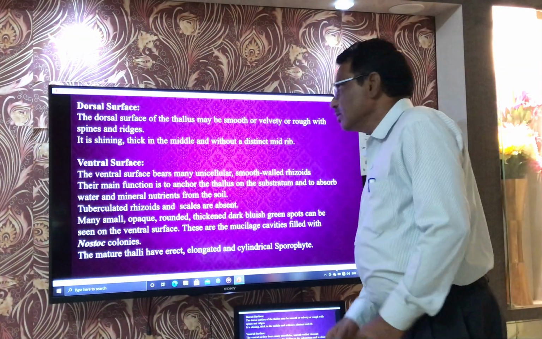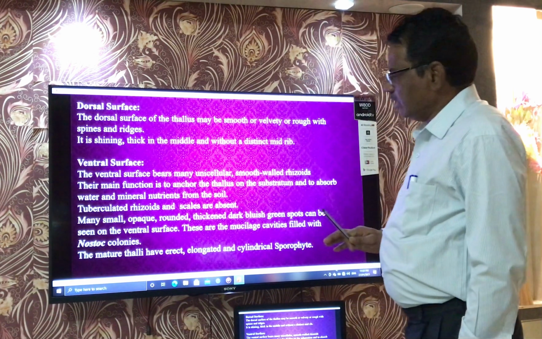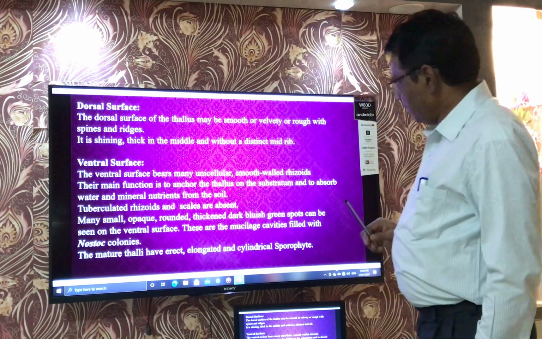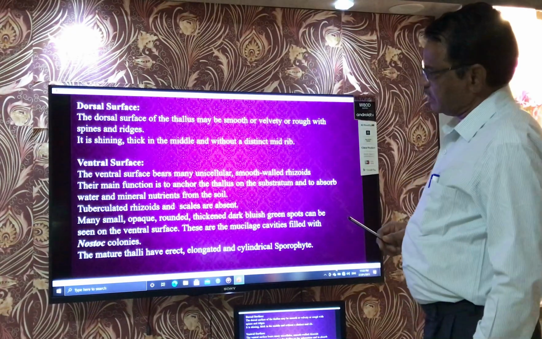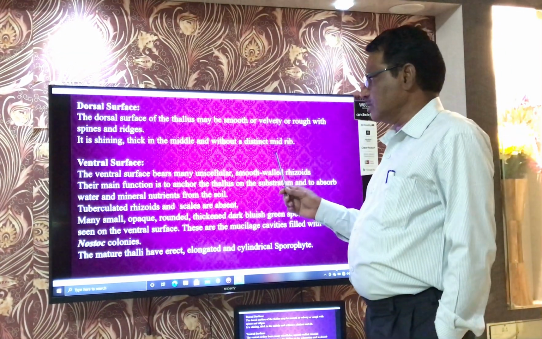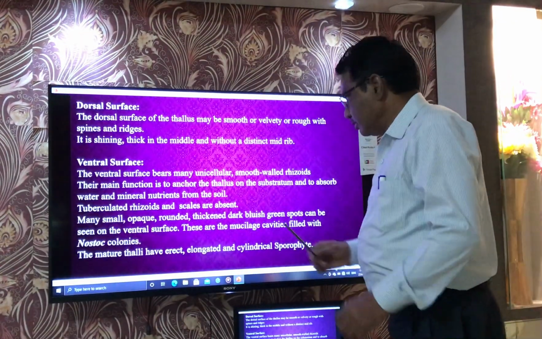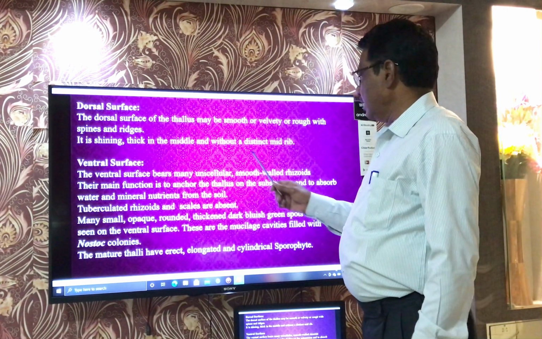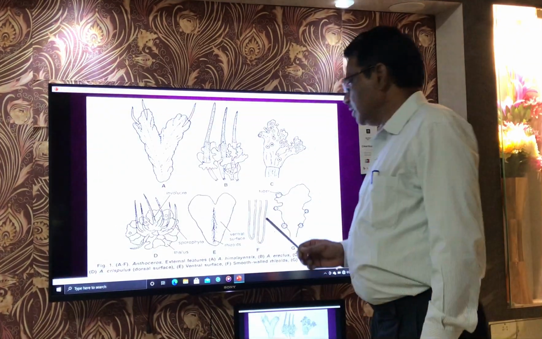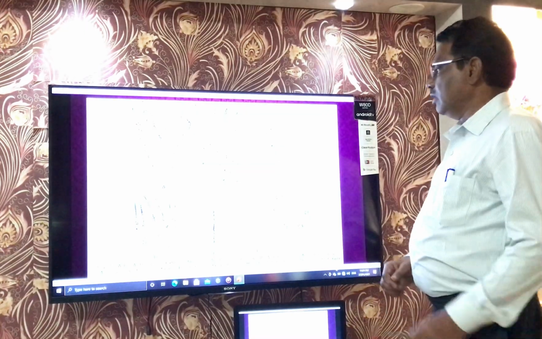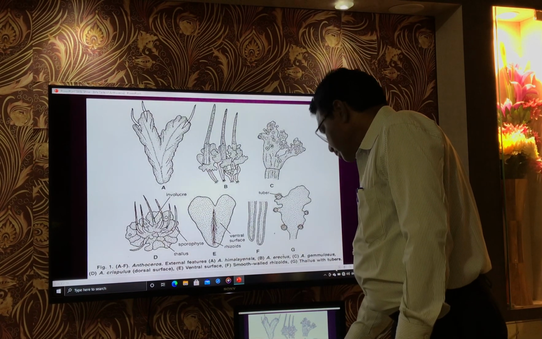Now, this gametophytic thallus that has a dorsiventral symmetry is showing certain variations on dorsal and ventral surfaces. The dorsal surface of the thallus may be smooth in some of the species, or may be velvety or rough with spines and ridges in some other species of Anthoceros. But the characteristic feature of the dorsal surface is that it is shining and thick in the middle, and this thick middle of the gametophytic thallus is without a distinct midrib. If you observe here, almost all species sketched here are without a distinct midrib, which is a characteristic feature of the liverworts that belong to class Hepaticae. And in case of Anthoceros, you can't observe such a distinct midrib.